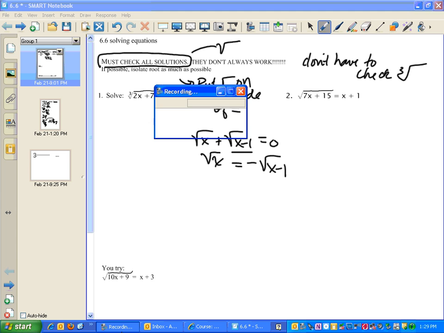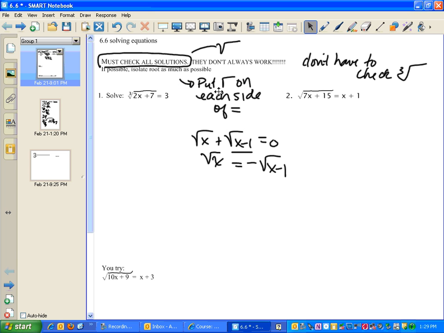Okay, so I'm going to erase this part for right now. It'll be on the voice record if you need to look back at it. So, isolate my root. My root is isolated. I have nothing on the same side as a cubic root. All right. So how do I remove a cubic root?